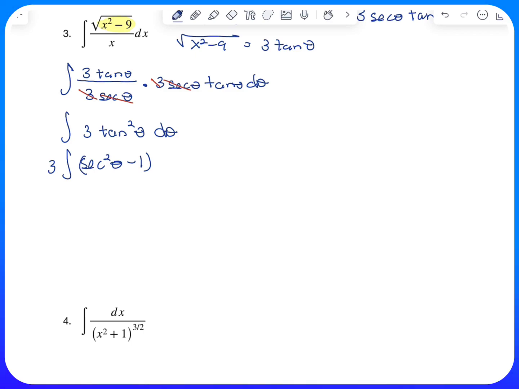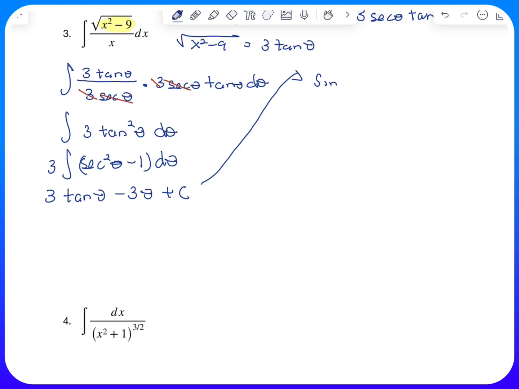Now we're going to use our Pythagorean identity, replace tangent squared with secant squared minus 1. And then the integral of secant squared is tangent. The integral of 1 is theta. Distributing the 3, we get 3 tangent theta minus 3 theta plus c.